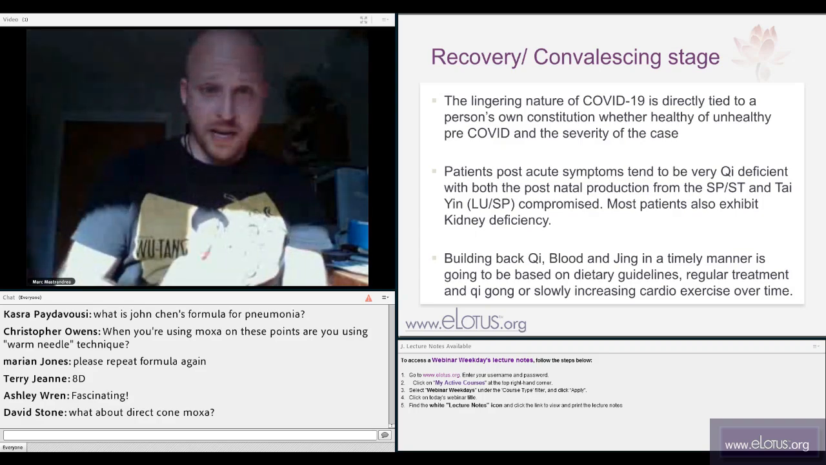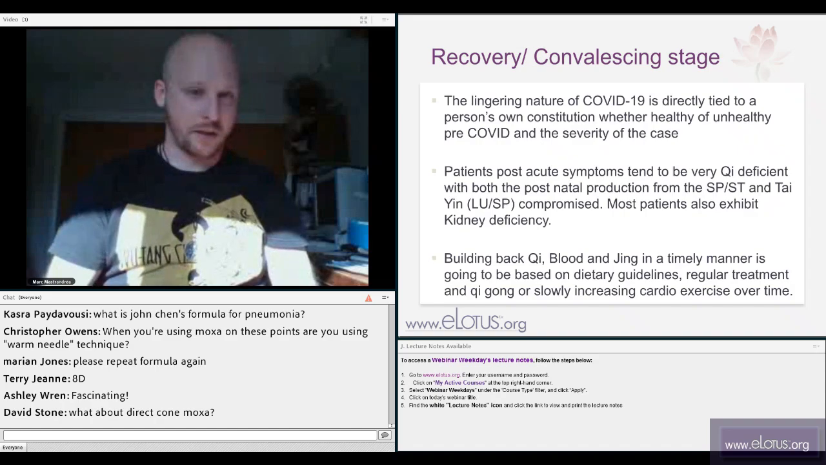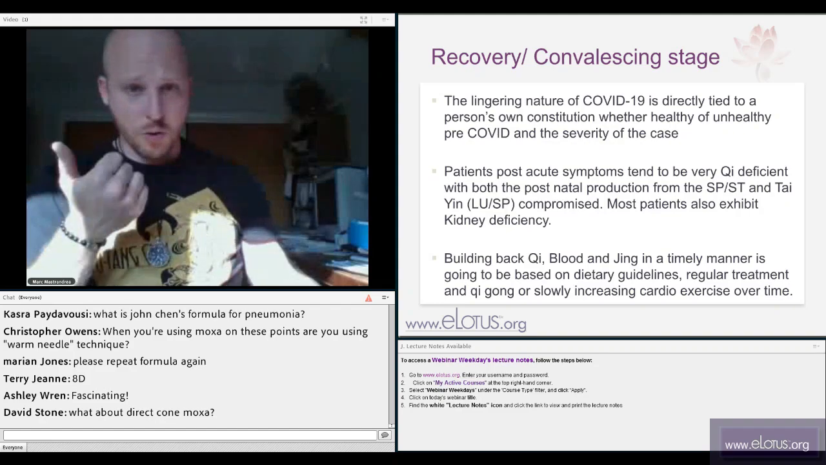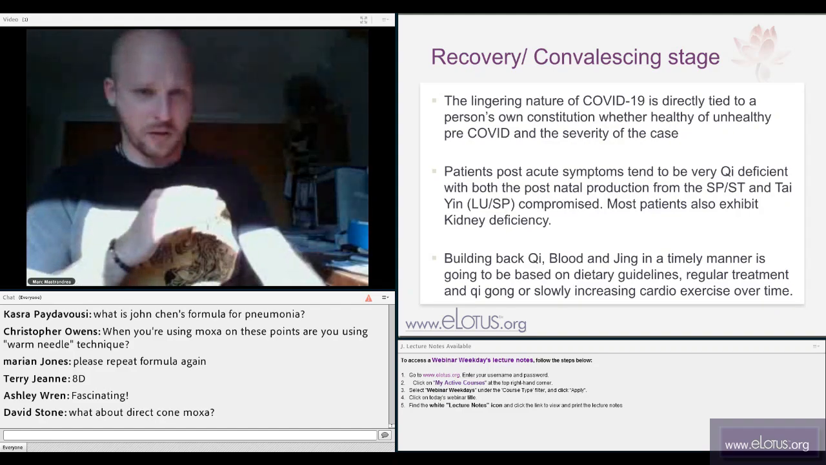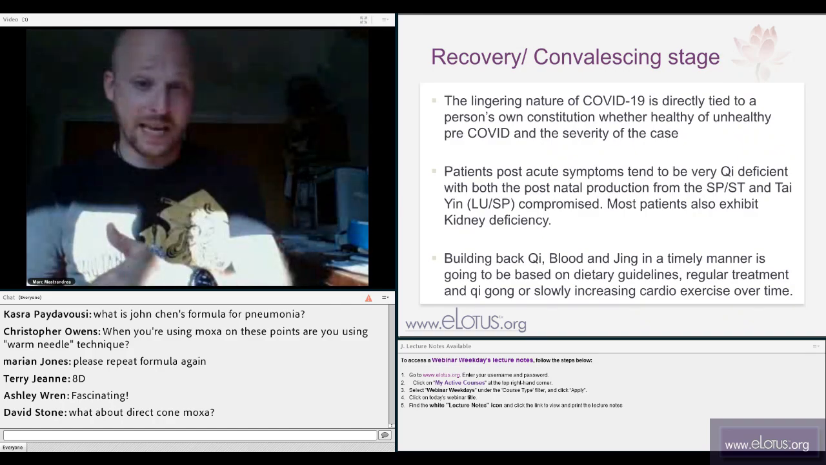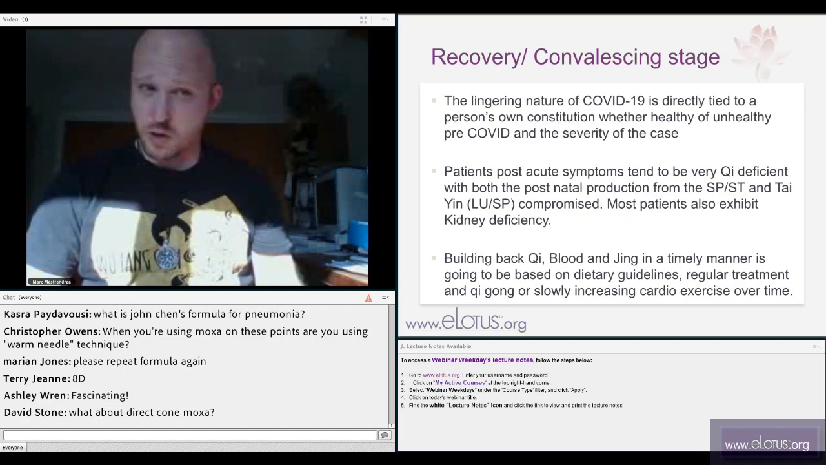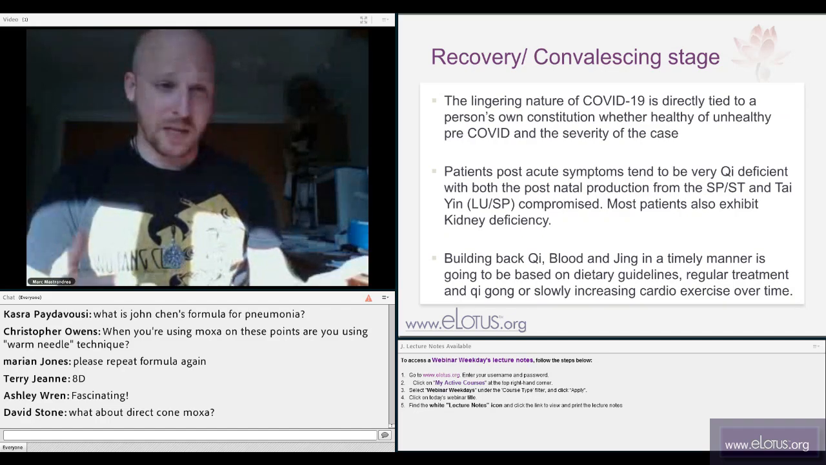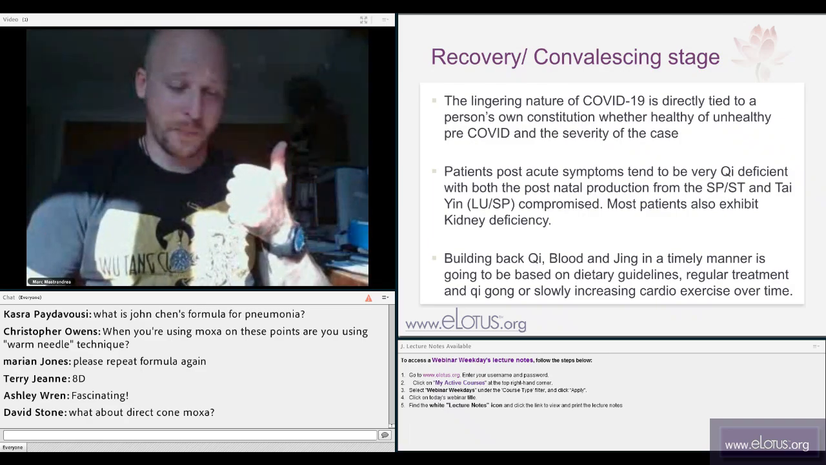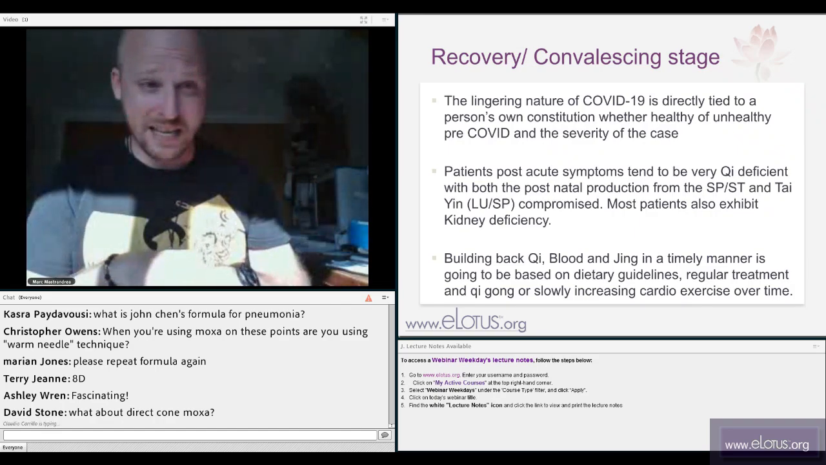I promise. The lingering nature of COVID-19 is directly tied to a person's own constitution, whether they're healthy or unhealthy pre-COVID, and the severity of the case due to their condition. Patients' post-acute symptoms tend to be very qi deficient, both in postnatal qi production and from the spleen, stomach, and also tai yin, and most of them also exhibit kidney deficiency. Many patients you'll see who go into acute symptoms have something that's affecting their kidneys. I've had a number of patients who have been on prednisone excessively over the past weeks and sometimes years. That suppresses and weakens kidney qi, you know?